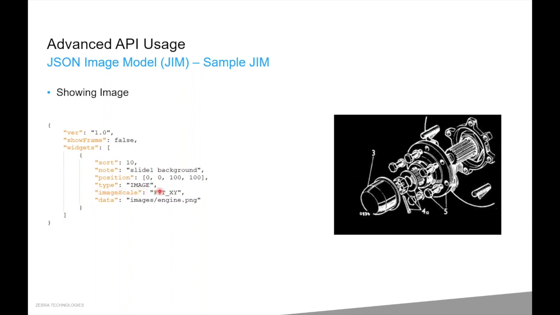As you remember, I said that the type defaults to text, but because we want to display an image this time, we need to verbosely specify that the type is image. We've also provided an image scale, which is fit XY. That just means that we want this image to fill the position and dimensions that we've given it. And then finally, the data is the relative path to the image.